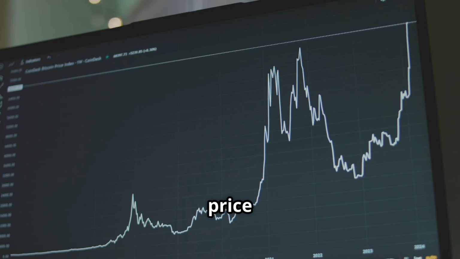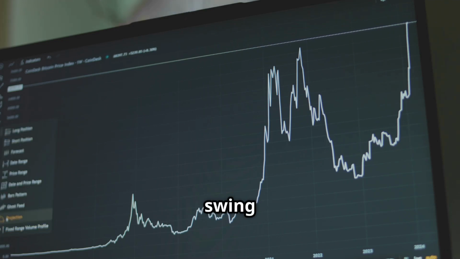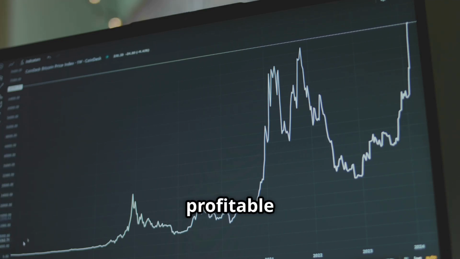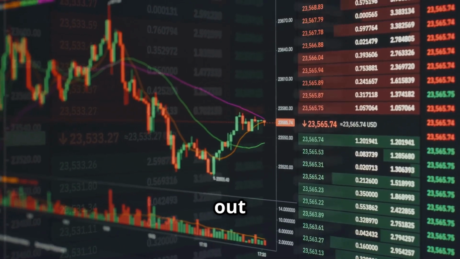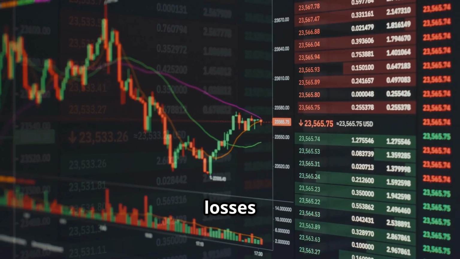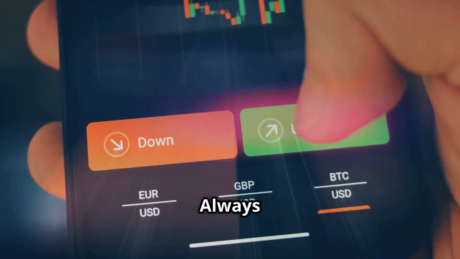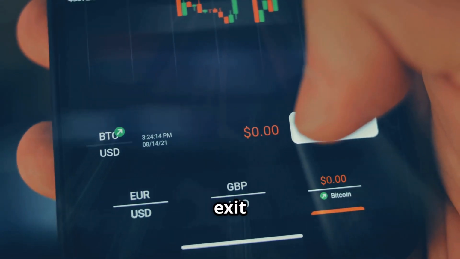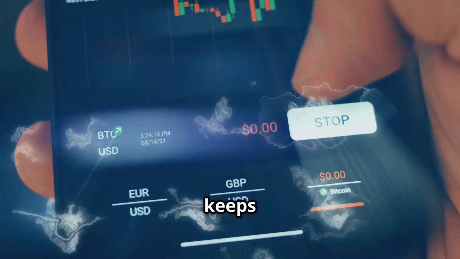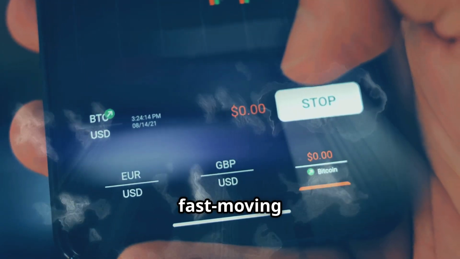And fifth, price volatility. Crypto prices can swing wildly, so what seems like a profitable opportunity can quickly turn sour. Sudden market moves can wipe out your gains or even leave you with losses if you're not prepared. Always use stop-loss orders to minimize potential losses. Setting clear exit points helps protect your capital and keeps your emotions in check during fast-moving markets.